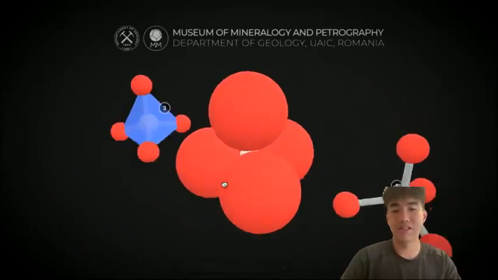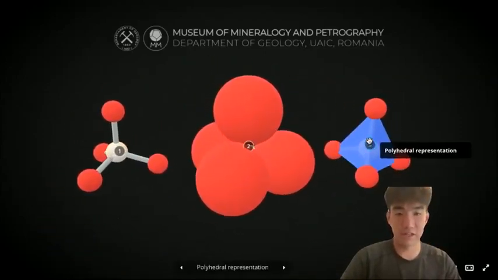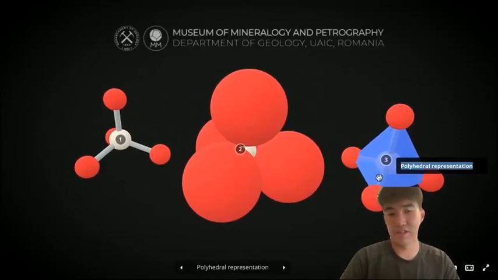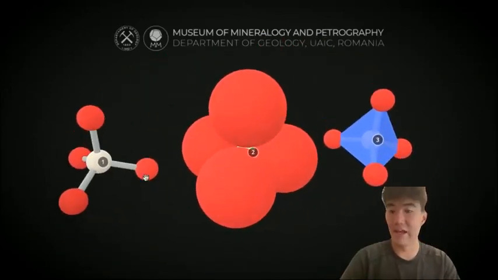In this model, we can see a better representation of the silicate tetrahedron. We can see the polyhedral representation. This is my favorite. We can see the space filling representation in the middle, and then the ball and stick representation on the left.